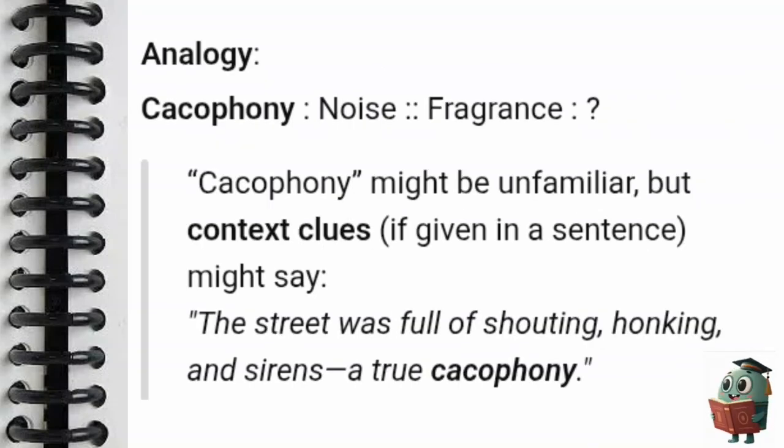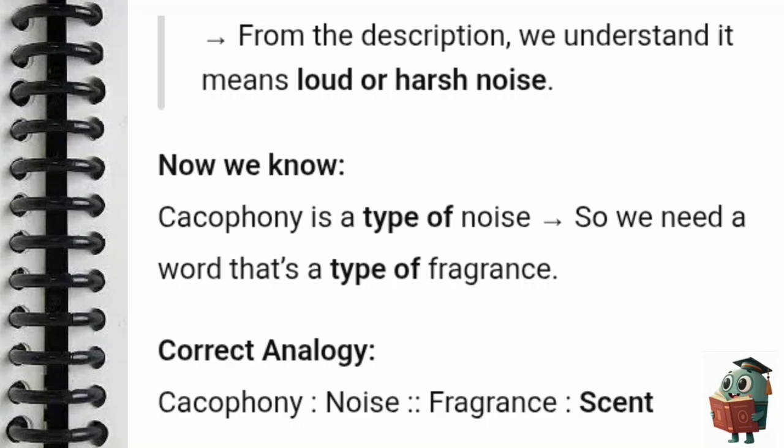Example 1, with unknown word. Analogy: Cacophony is to noise as fragrance is to blank. Cacophony might be unfamiliar, but context clues, if given in a sentence, might say, the street was full of shouting, honking, and sirens, a true cacophony. From the description, we understand it means loud or harsh noise. Now we know, cacophony is a type of noise. So we need a word that's a type of fragrance. Correct analogy: Cacophony is to noise, as fragrance is to scent.